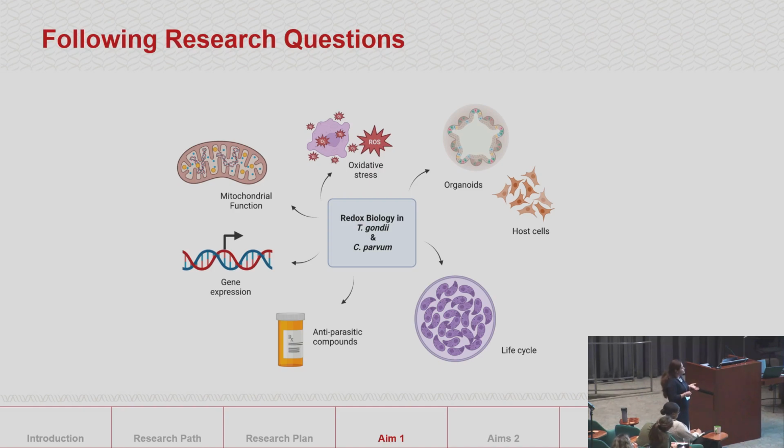Study the gene expression. For example, in Toxoplasma, there are at least 57 genes related to redox biology, and nobody has studied any of them. Also, I want to study the mitochondrial function and the oxidative stress.